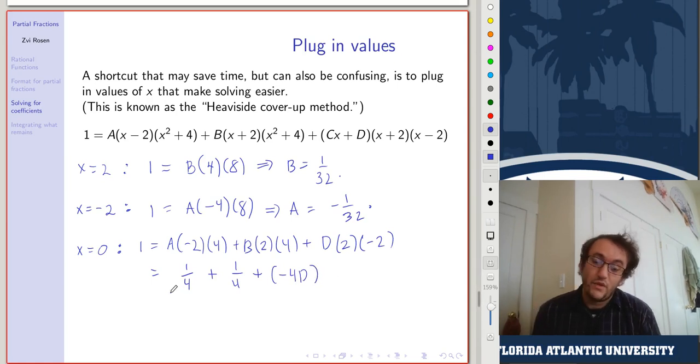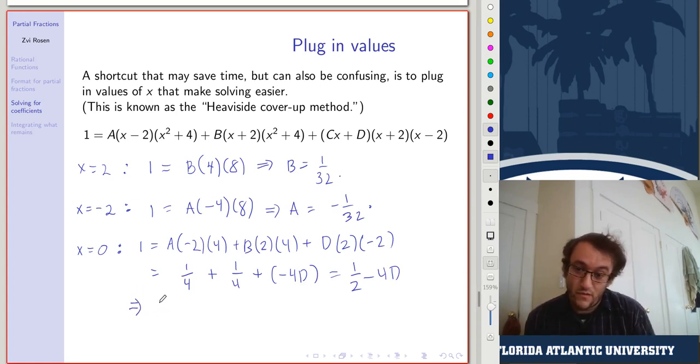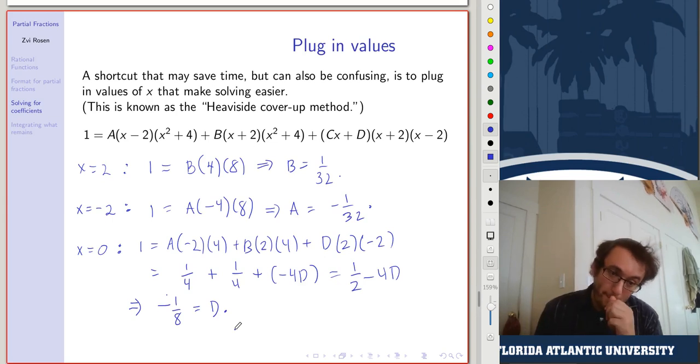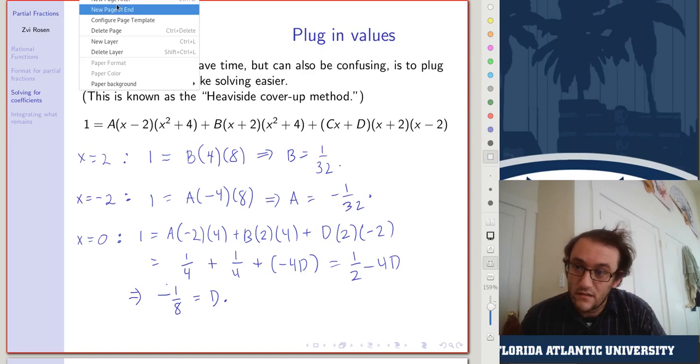Okay, so this becomes a half minus 4d, and if I subtract a half on both sides and then divide by negative 4, I'll get minus 1/8 equals d. Okay. To find c, we'll do that on the next page, plugging in x equals 1.